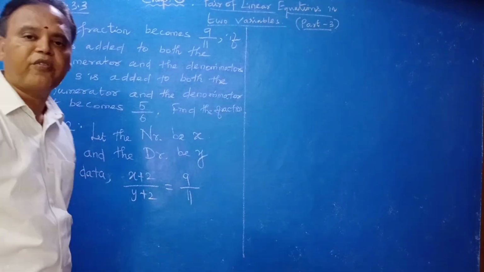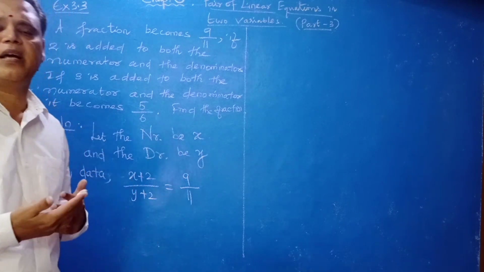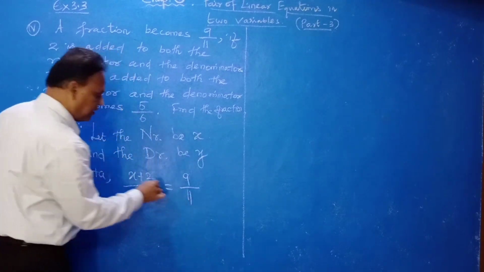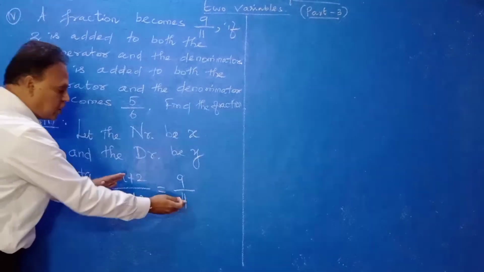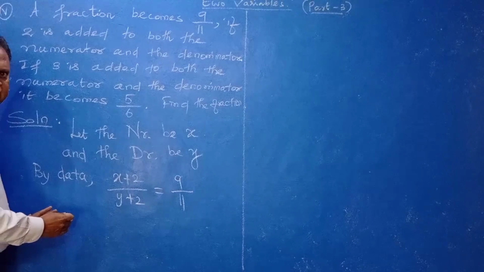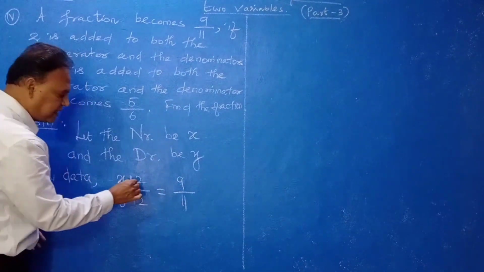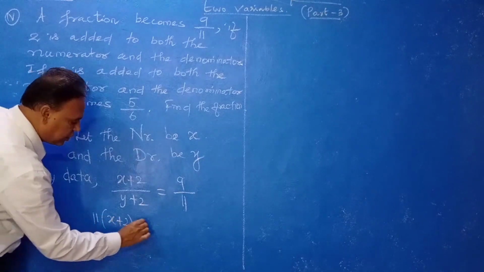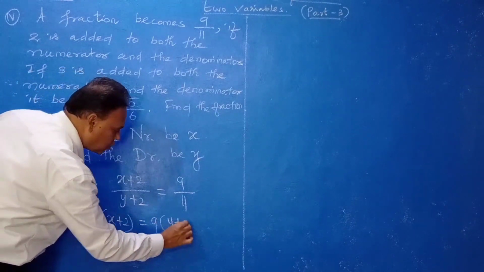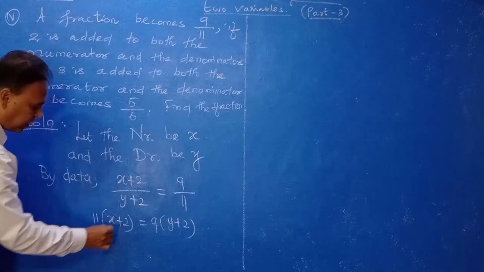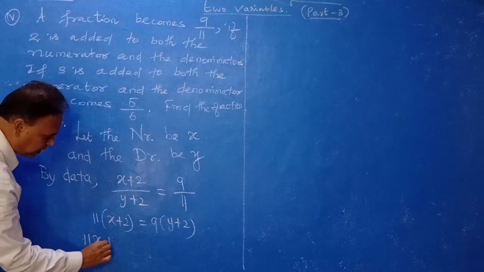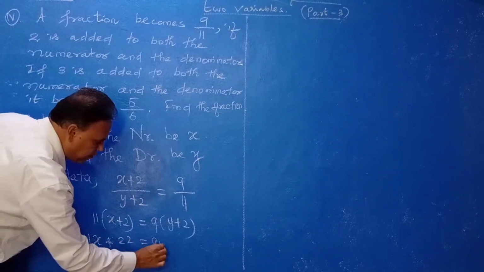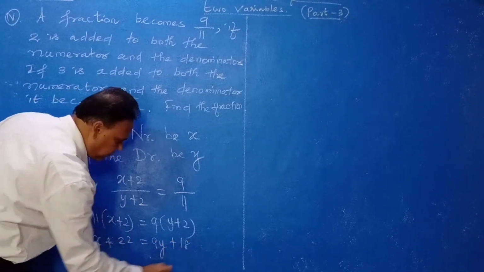But this is not the standard form of linear equation. So you have to make a standard form of linear equation. Further, what you have to do is cross multiply. First one, x always keep left side, that is more convenient. So 11 into x plus 2 is equal to 9 into y plus 2. Now ordinary multiplication: 11x plus 22 is equal to 9y plus 18.